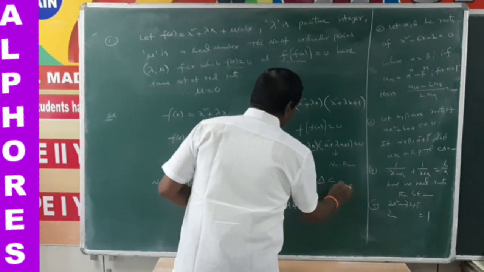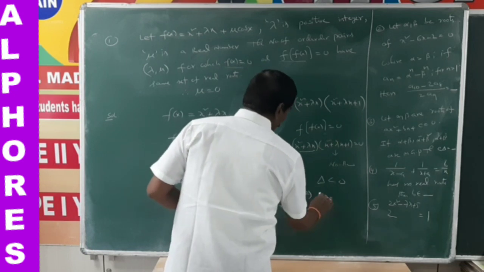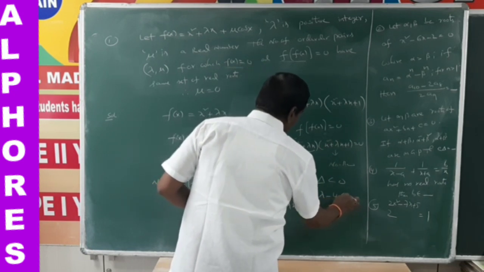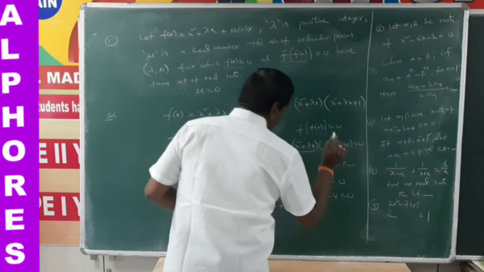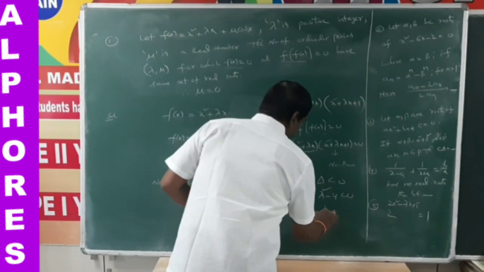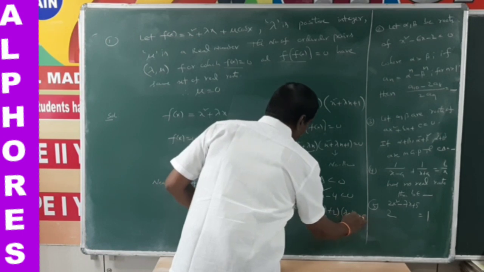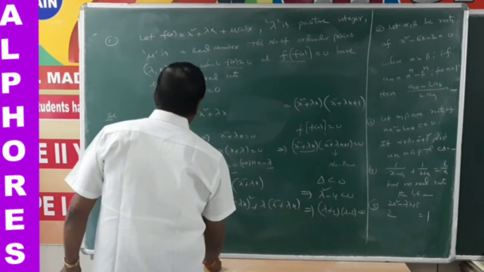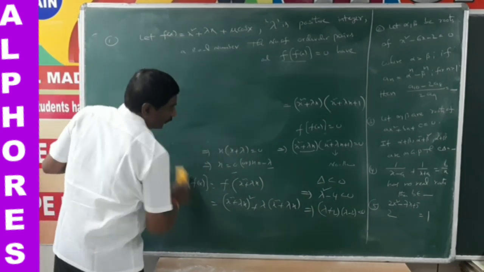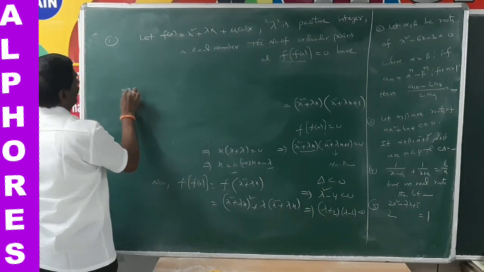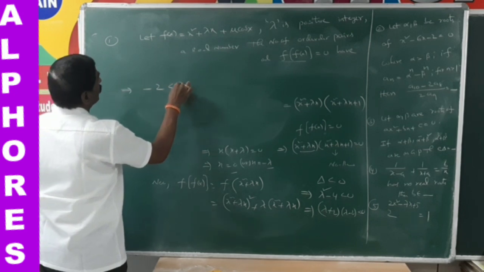Delta less than 0. Delta means b square minus 4ac. Lambda square minus 4 less than 0. Lambda plus 2 into lambda minus 2 less than 0. Finally, we get the lambda value lies in the interval minus 2 to 2.